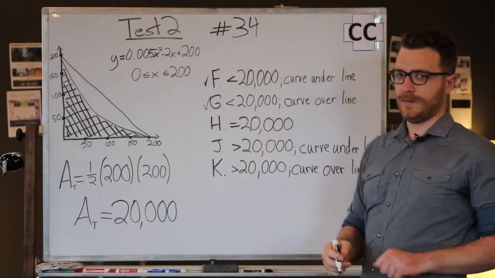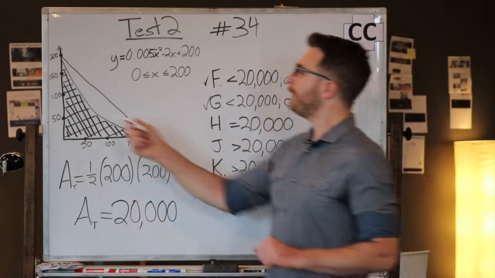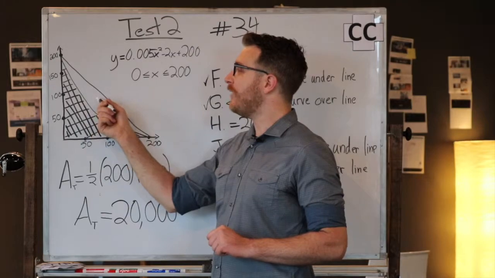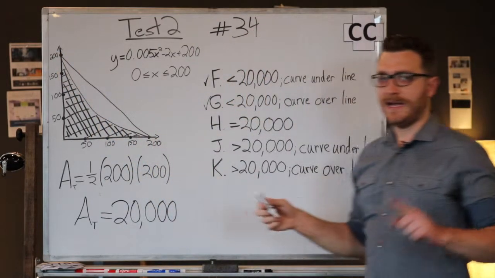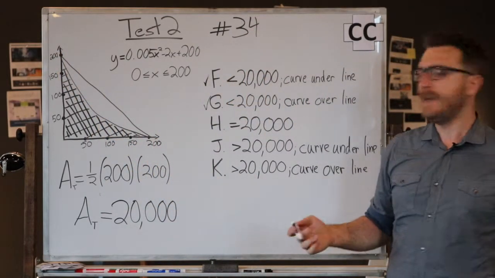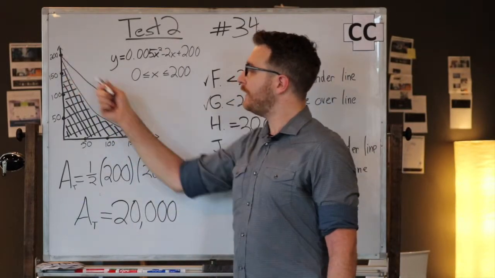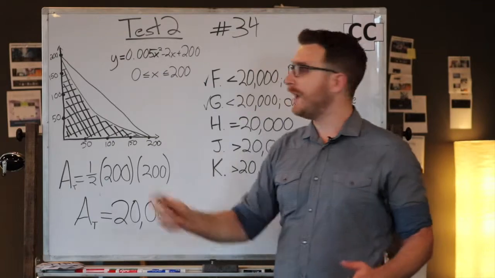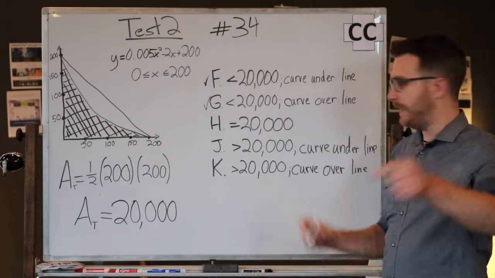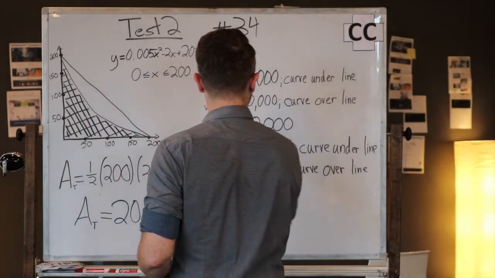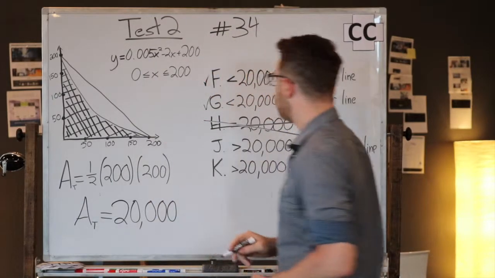Let's look at the others. Now, H is saying the shaded region has the same area as the region under the line Tran drew. I mean, visually, we can tell immediately that's not true. Look at all this blank space. The triangle he drew has a larger area than the shaded region, doesn't it? So I know immediately H is not our answer. I'm just going to cross that out.